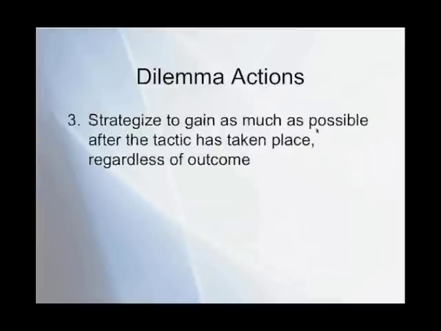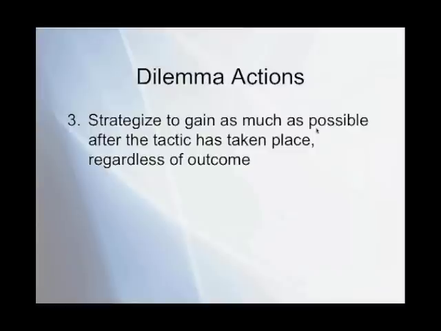And the third, and really not to be overlooked, element of successful dilemma actions is strategizing to gain as much as possible after the tactic has taken place, regardless of the outcome. Dilemma actions are called dilemma actions because the movement's opponent has no good choices after they're done. If they try to repress the movement, they'll look bad. If they allow the movement to get away with the action, they tend to look weak.